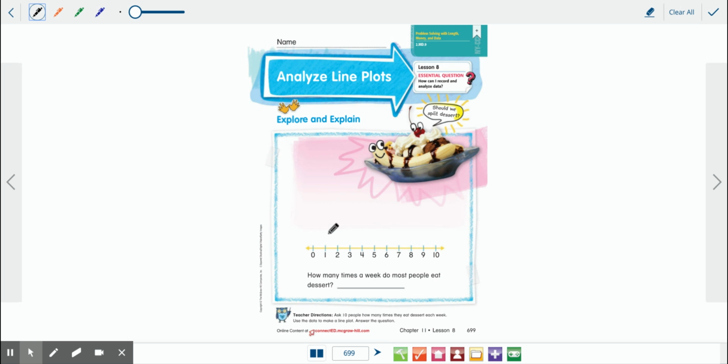So let's say that 2 people eat dessert 1 time a week. So I find my 1 and I make 2 X's. Let's say 4 people eat dessert 3 times a week. 1, 2, 3, 4. So I have 4 X's above my number 3 on my number line.